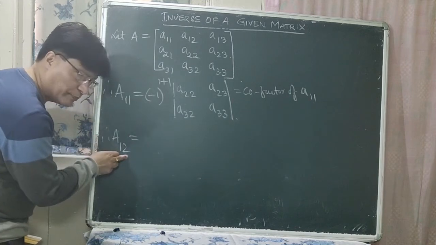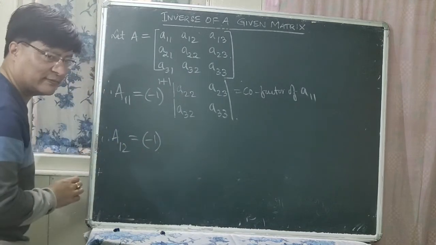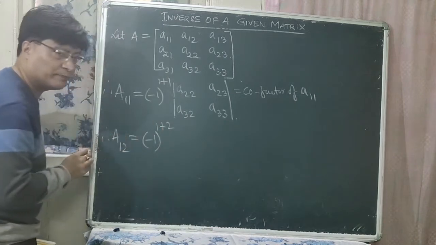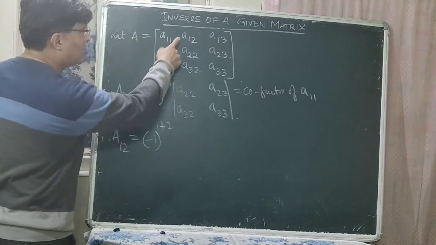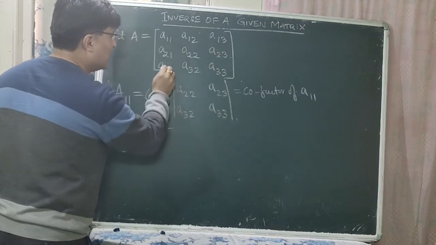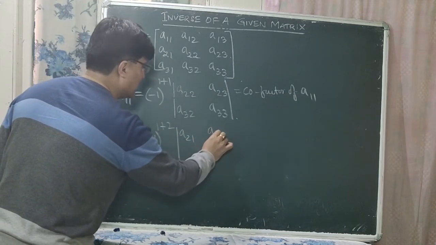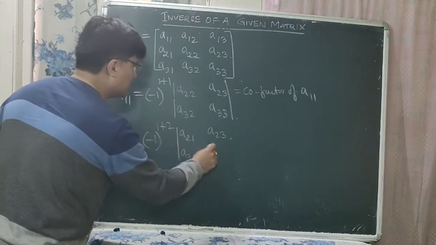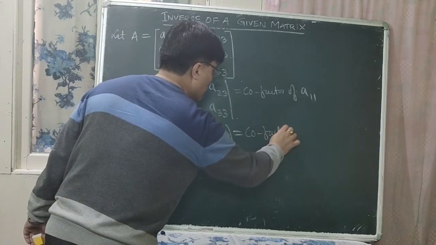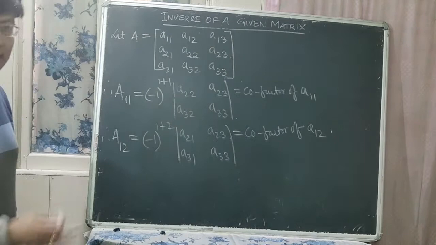Similarly, how can you get the cofactor of a12? What is my capital A12? That is the cofactor of small a12. It is obtained by considering the sign: minus 1 whole to the power, since 1, 2 is given, it is 1 plus 2. And you have to delete the row and the column through the element a12, that means the first row and the second column. So what remains? A21, A23, A31, A33. You have to write it in terms of a determinant, that is A21, A23, then A31, then A33. This is the cofactor of small a12. Is that clear now?